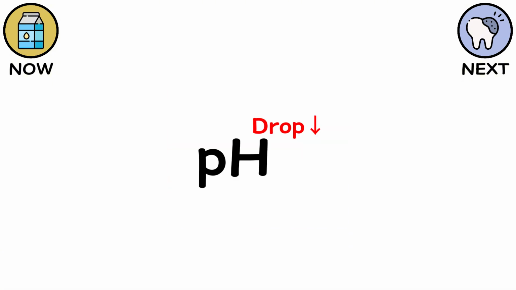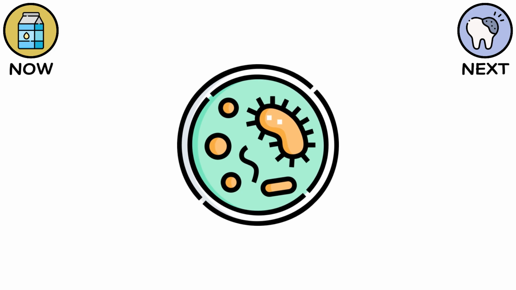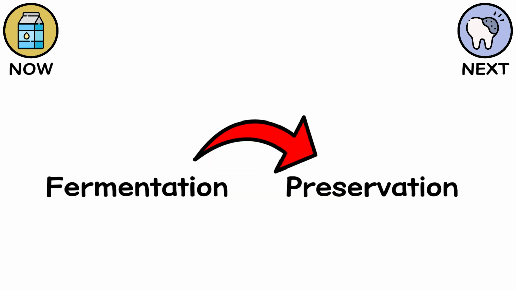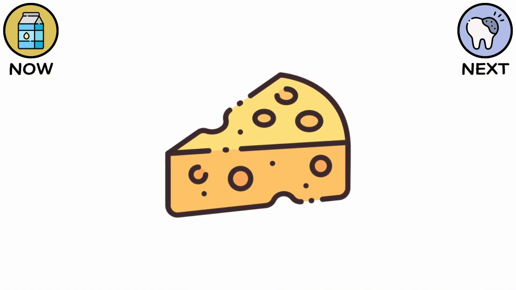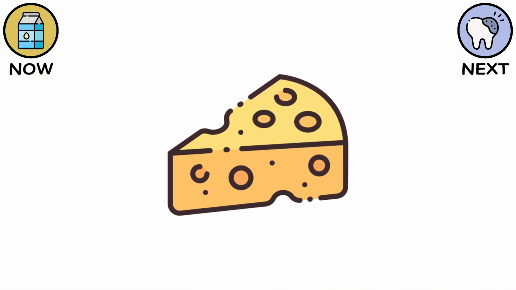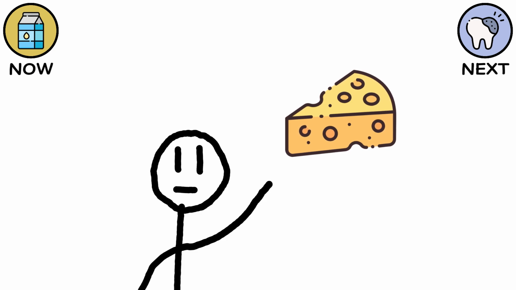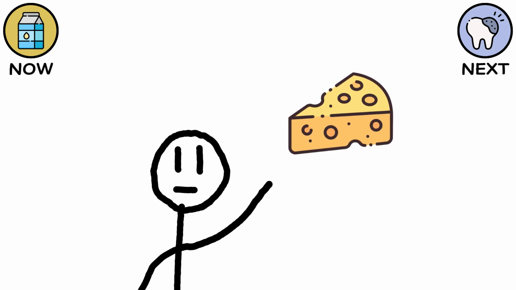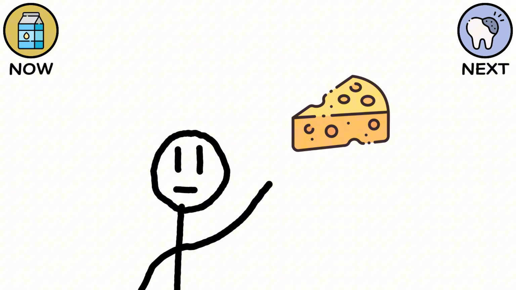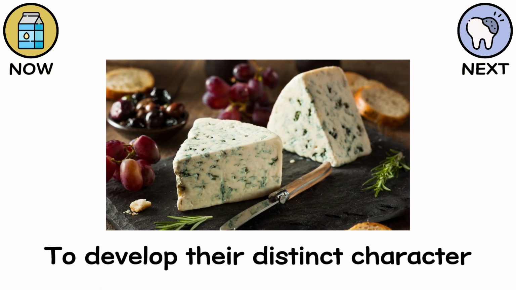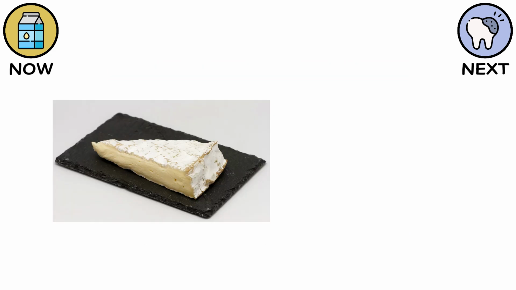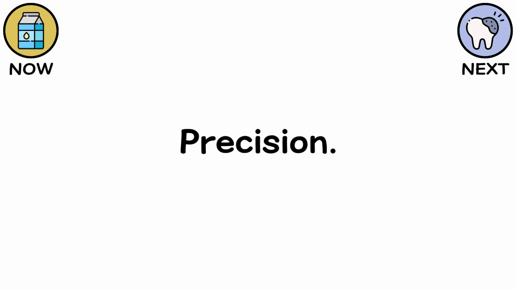This drop in pH also inhibits the growth of many harmful bacteria, which is why fermentation can act as preservation. Interestingly, cheesemaking takes advantage of this very reaction, just in a more controlled way. Specific strains of bacteria, time, and temperature define the taste and texture of every cheese. Some cheeses even rely on molds and surface bacteria to develop their distinct character. The difference between gourmet brie and spoiled milk? Precision.